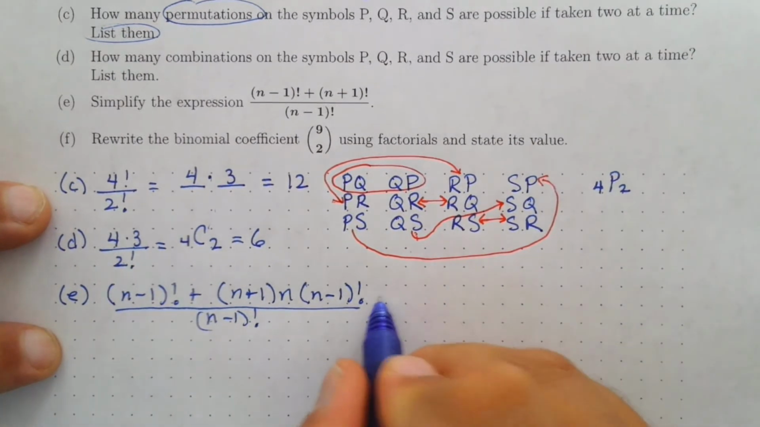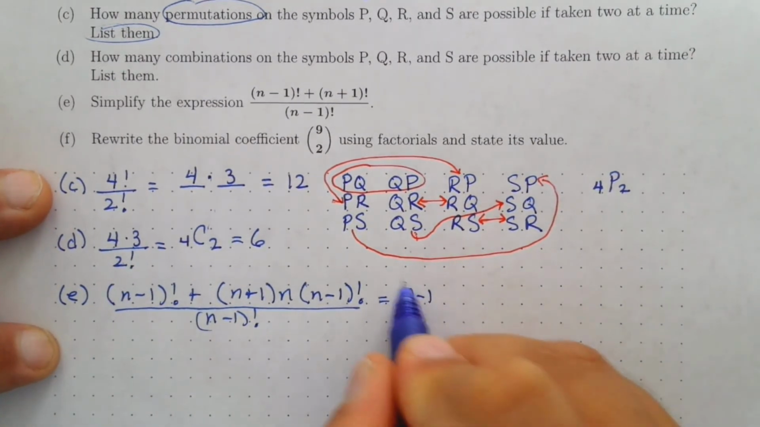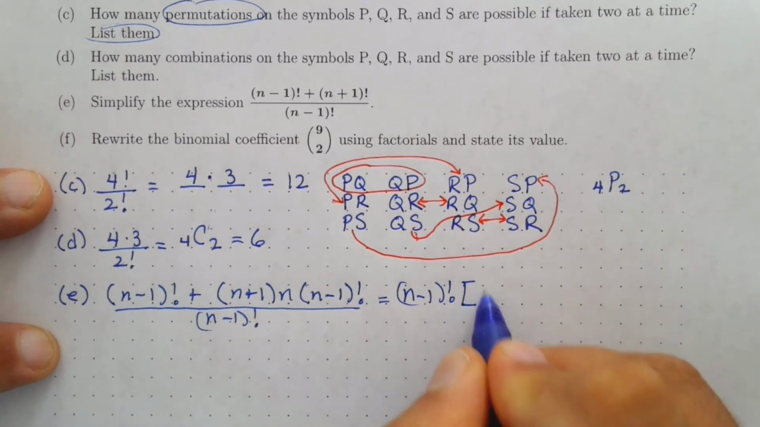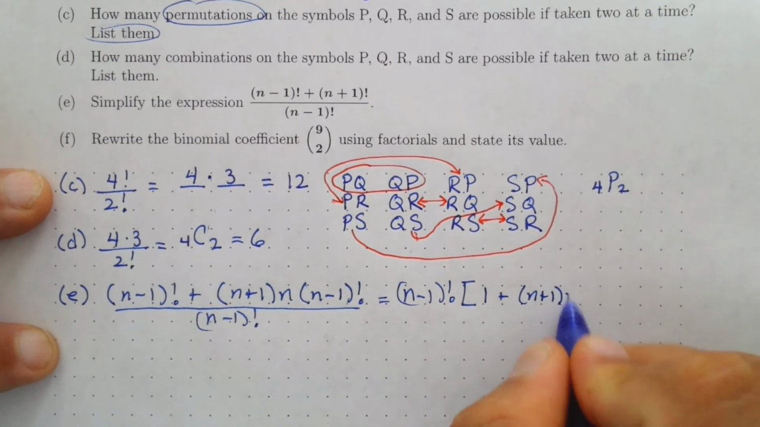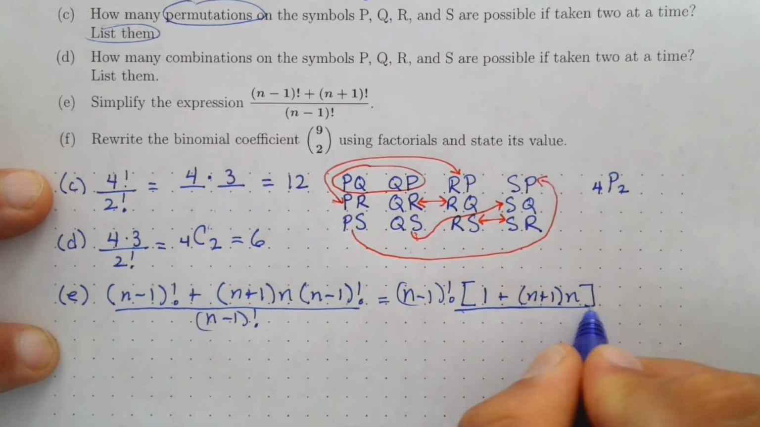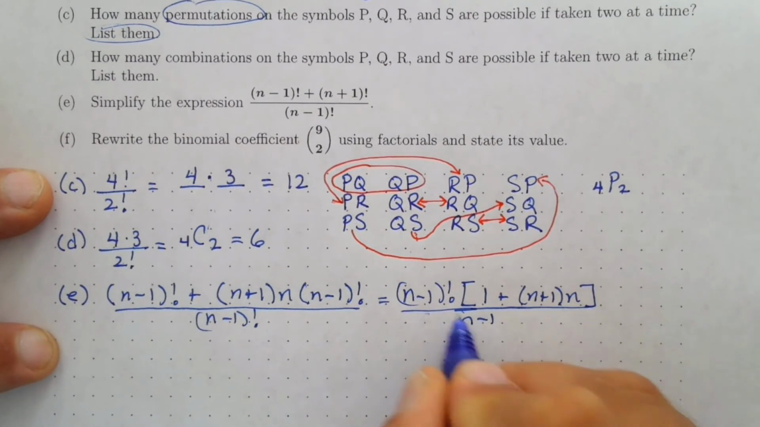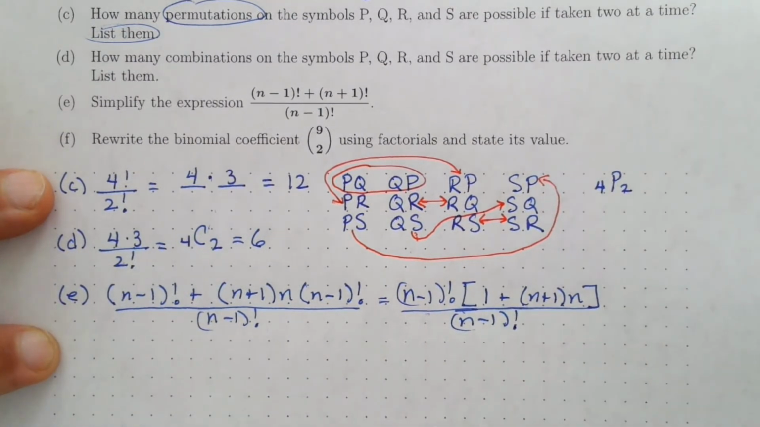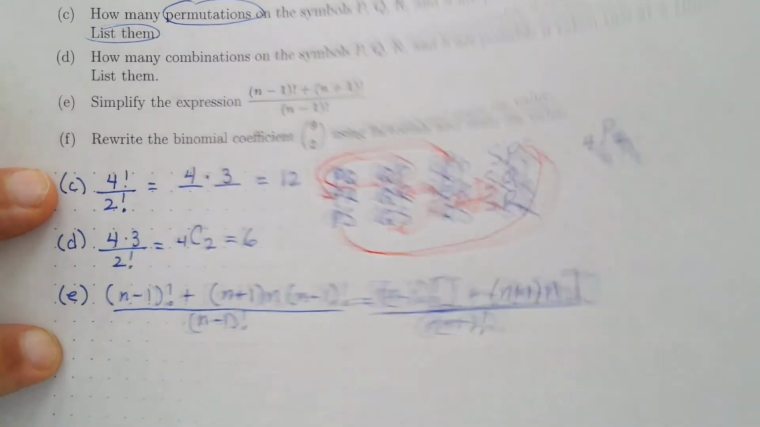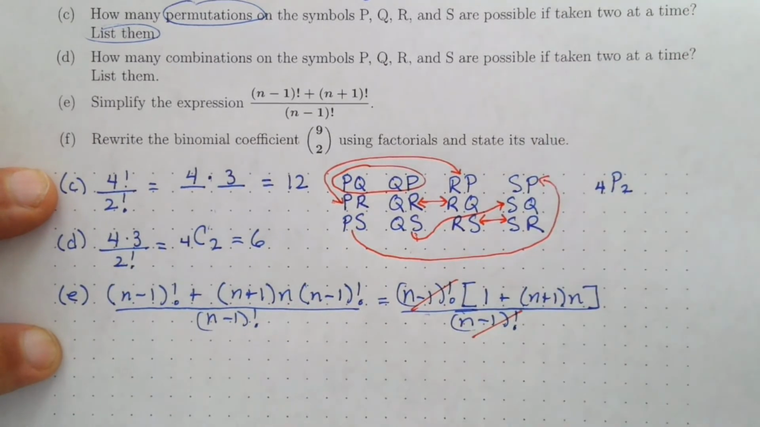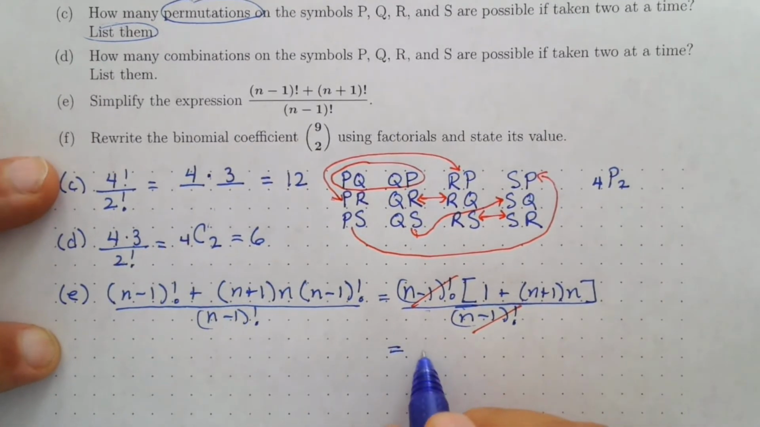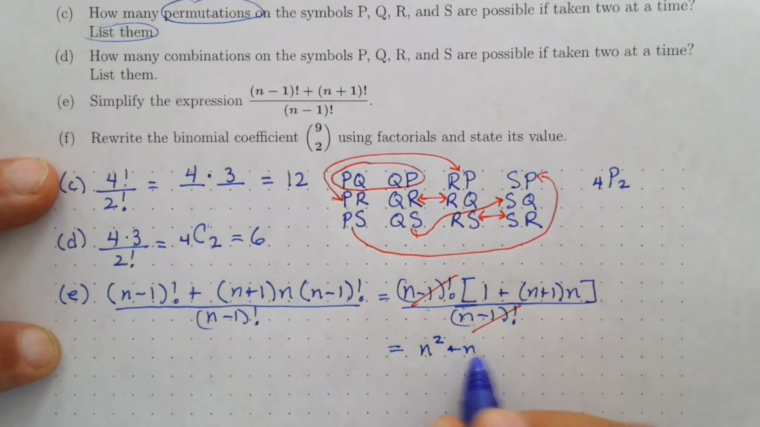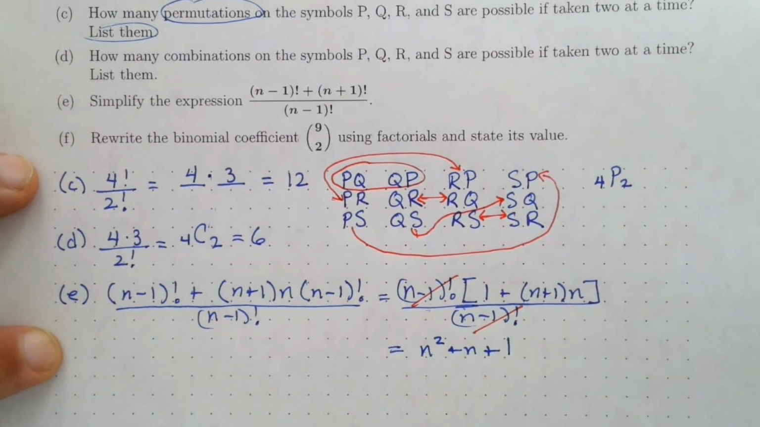So for the numerator, if I factored out, I would have n minus 1 factorial multiplied by 1 plus n plus 1 times n, all right, all over n minus 1 factorial. Those n minus 1 factorials, because they're common factors, will cancel. And the result that I would have is n squared plus n plus 1.